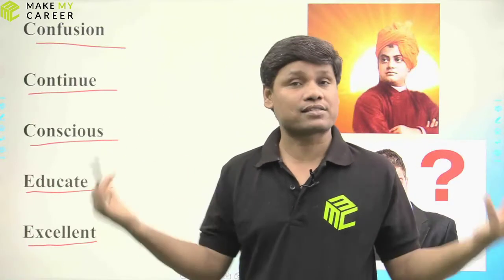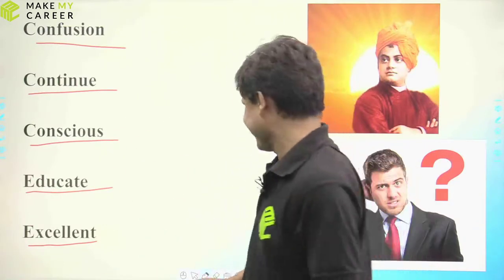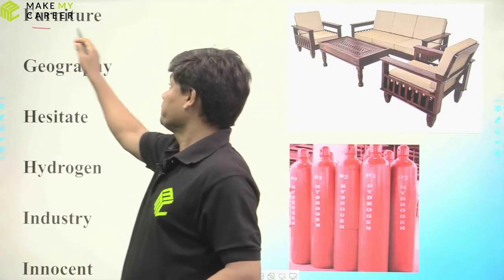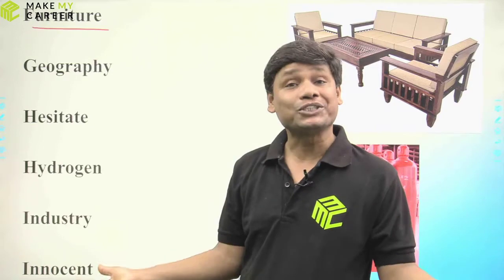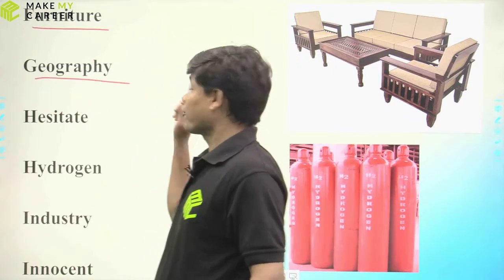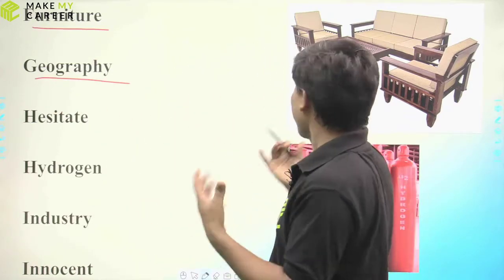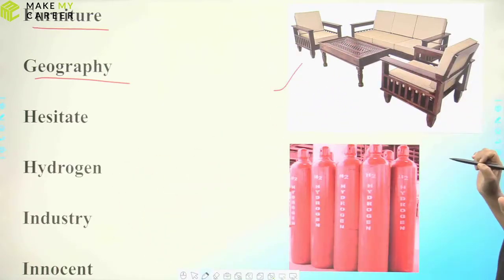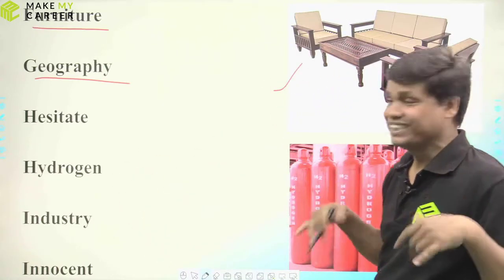He was an excellent person. All right. Let's go ahead. Now, furniture, right? This is a furniture. Next one is geography. Geography. I love to study geography. Now you can see beautiful picture of furniture.